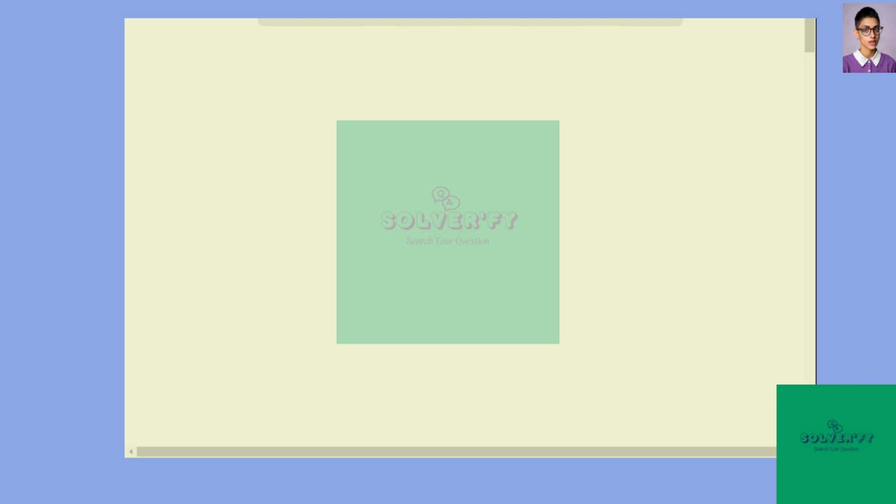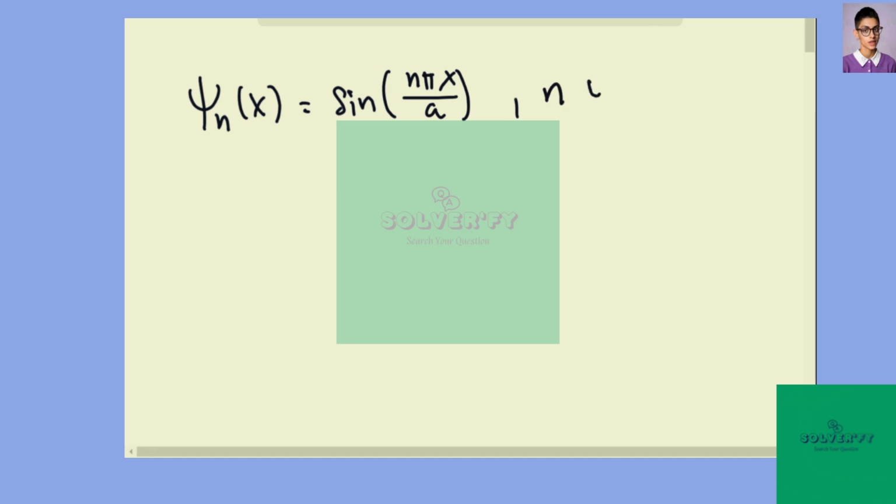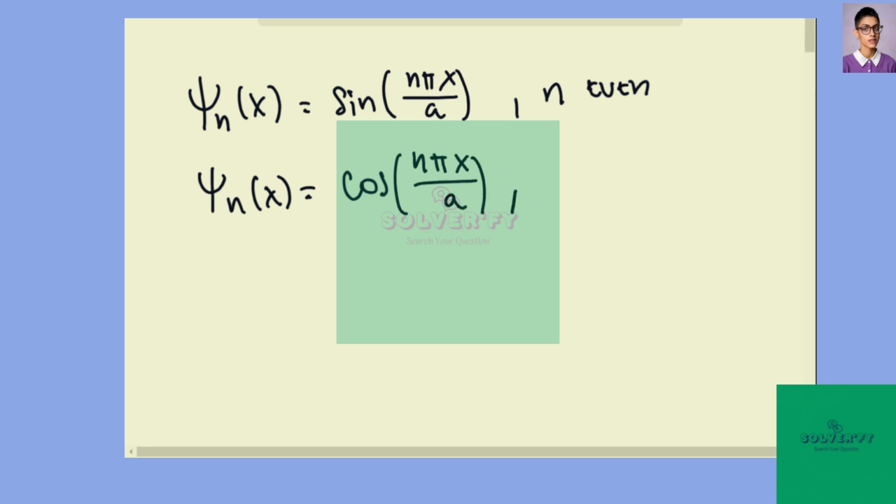So we know that the infinite square well eigenfunctions, apart from the not needed normalization constants, are the following. So those are phi of x is equal to the sine of n times pi times x divided by a for n even. And for n odd, we have the following expression: cosine of n times pi times x divided by a for n odd.